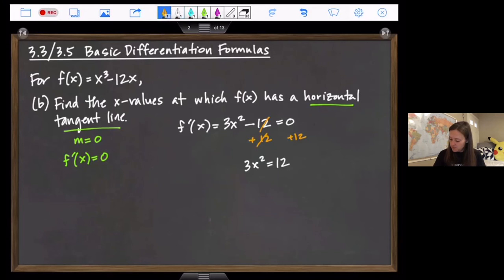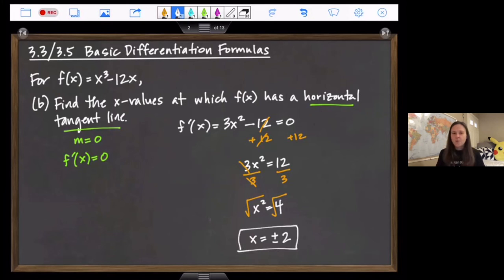Divide both sides by 3. And we get x squared is equal to 4. And just be careful when we're going to take the square root of both sides that you remember that plus or minus. So we're going to say x is equal to plus or minus 2. And they just asked for the x values, and there they are, x equals plus or minus 2.